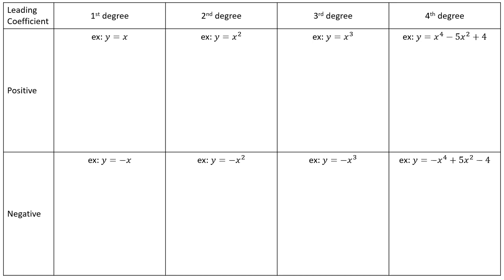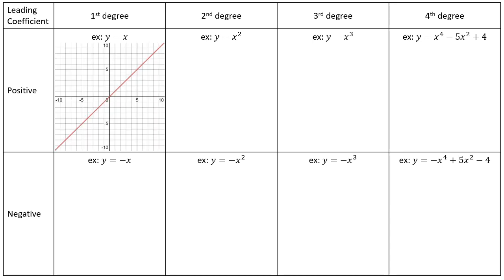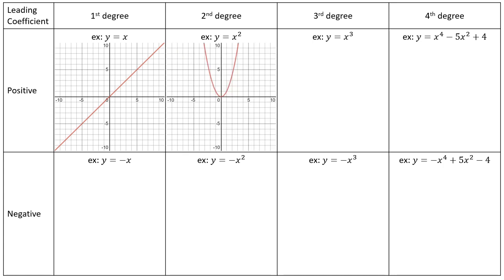So y equals x. That is just a line. It starts in the bottom left, goes to the top right, has a slope of 1. If y equals x squared, that is a quadratic. It's a parabola. Notice something here. We go top left, bottom right on y equals x. We go both sides go up for x squared.